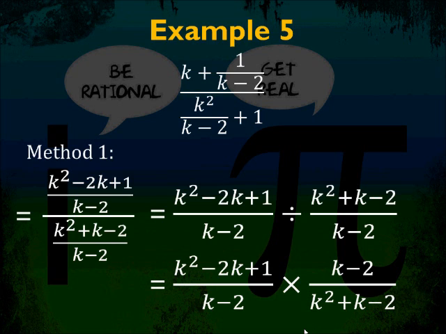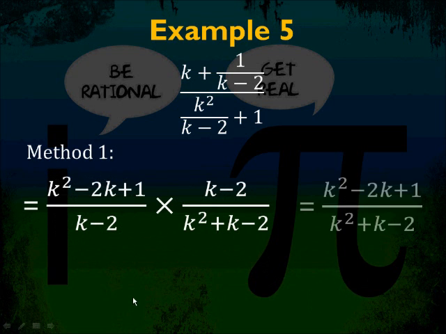So you will notice very quickly that the k minus 2's disappear straight away. But you probably would have noticed right here. You probably could have knocked those out. But in the sense of being formal, I'm going all the way. So this becomes k squared minus 2k plus 1 over k squared plus k minus 2.